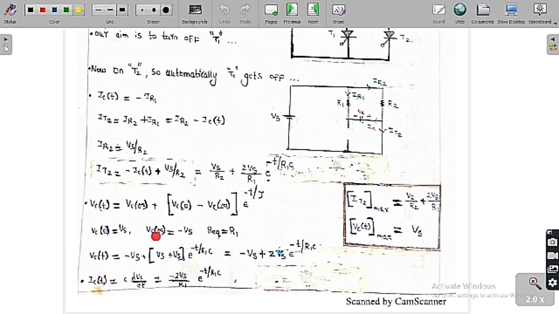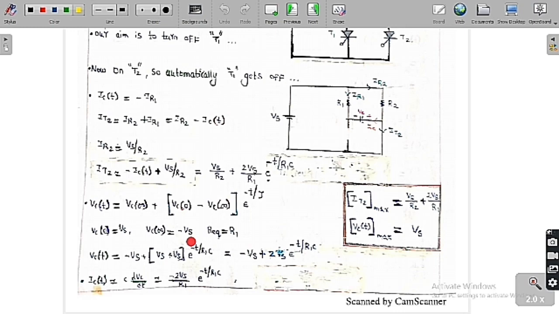So Vc of t is equal to, substitute the initial value and the final value in this expression, and tau is equal to R equivalent into C, which is R1 into C. So finally we are going to get this expression, which is minus Vs plus 2Vs into e to the power of minus t by R1C. So this is the capacitor voltage. If you substitute t is equal to 0, we are going to get plus Vs. So the capacitor voltage is going from plus Vs to minus Vs, means the initial value is plus Vs and the final value is minus Vs, means it is going from positive to negative.